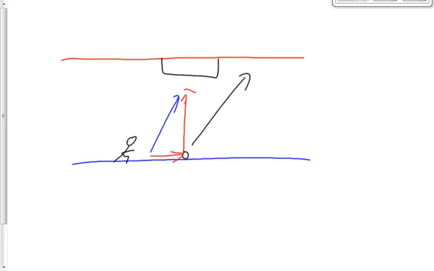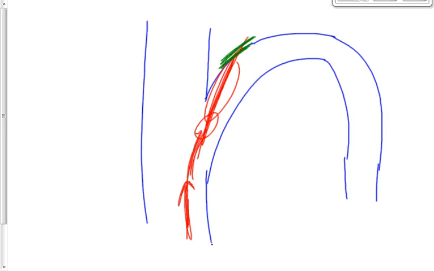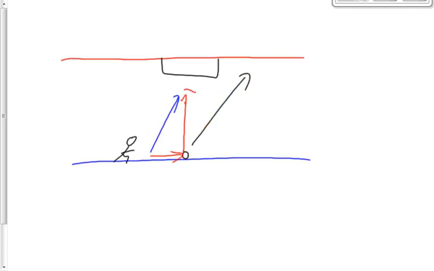Right? Let's take a look at 6B. With the aid of a diagram, design a drill for the team that would help the players score in this type of situation. Well, what do you got to do here? We almost did this already. Looks like that blue line's going right into the puck, right? Or sorry, right into the net, right? Well, it is. If the puck is right here, so what's your drill got to do?